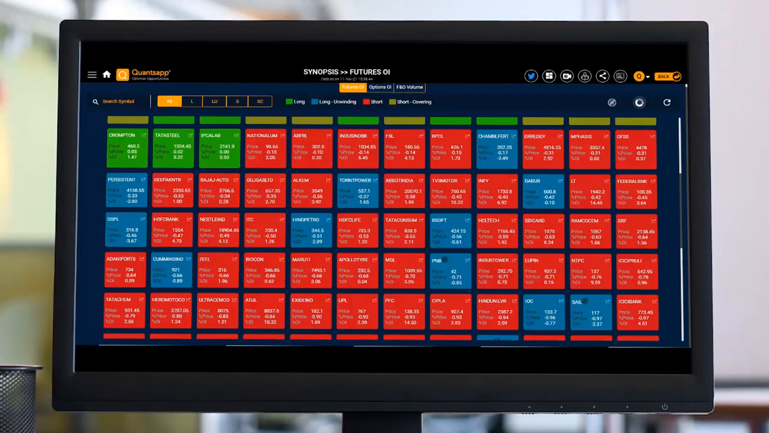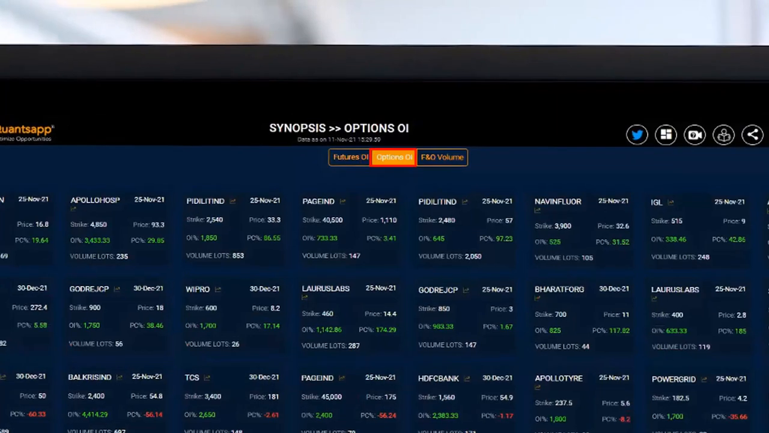Now, after having a bias on the market, the next thing I want to do is find an opportunity in the market. For that, we will come to the next panel in the Options OI tool in Synopsys, and we will look out for such opportunities, right?